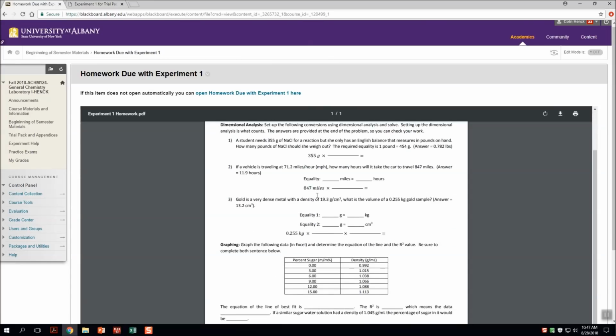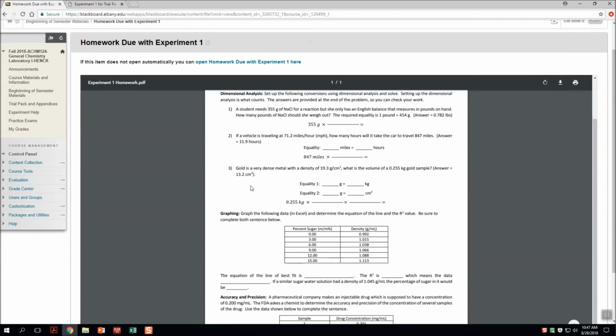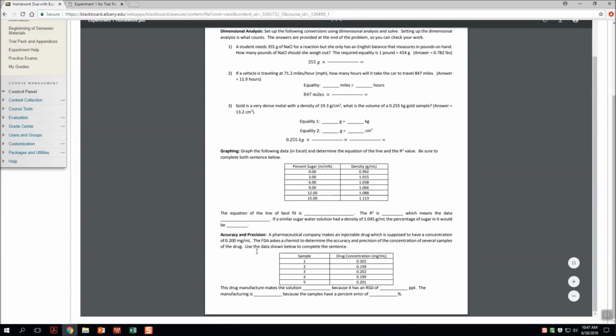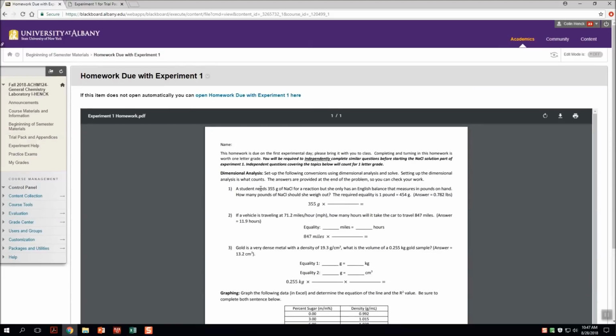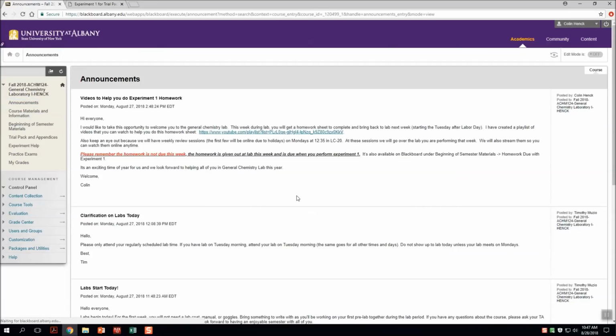So there's basically 3 types of things. There's dimensional analysis, graphing, and accuracy and precision. And you're going to do paperwork on this in the lab. This homework will help you to do that. As I mentioned just a second ago, these YouTube videos will help you do the homework. So please watch them. They're about 20 minutes in total for all 3 of them. Basically, watch one, do the homework problem, watch one, do the homework problem, and so forth.